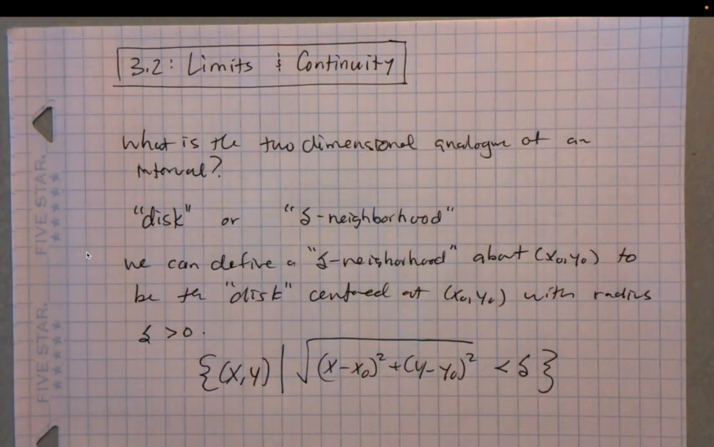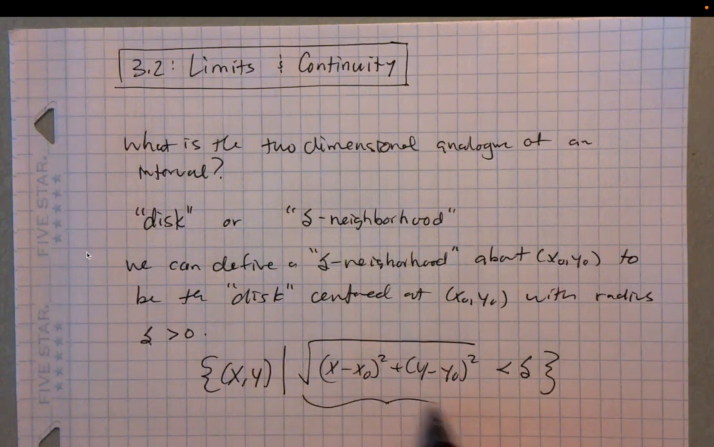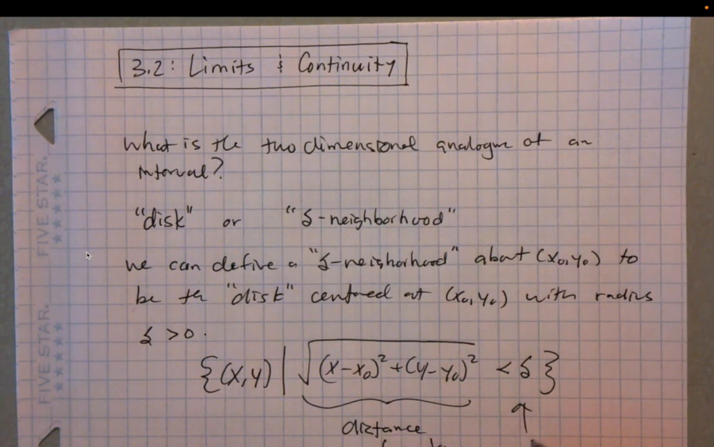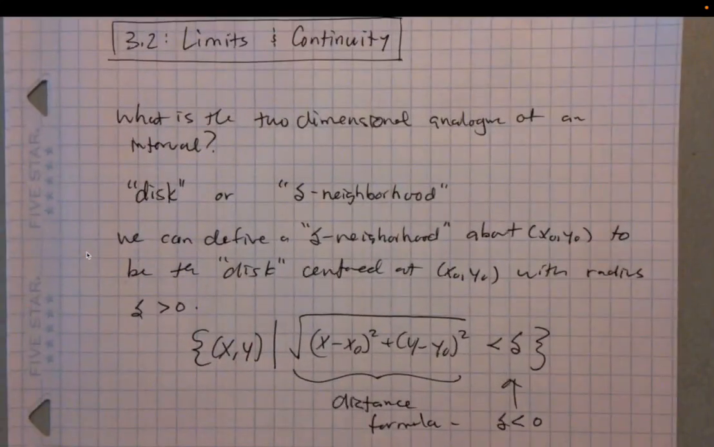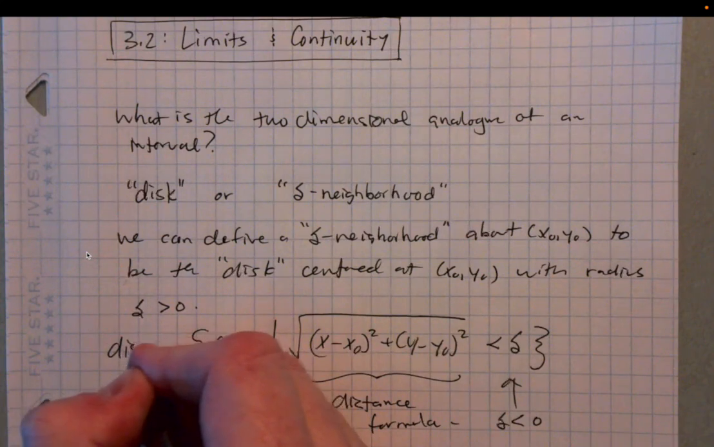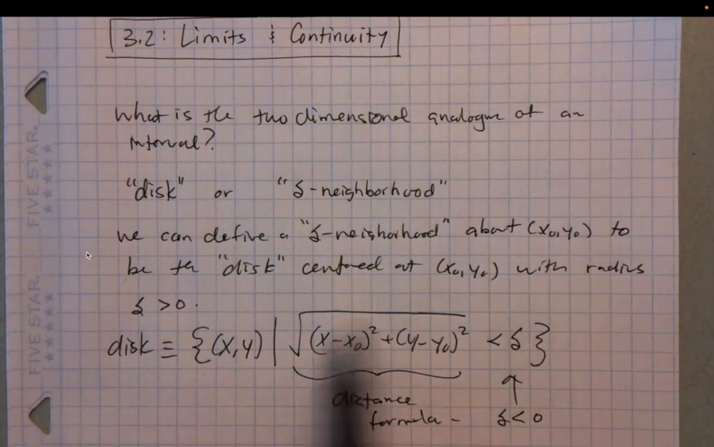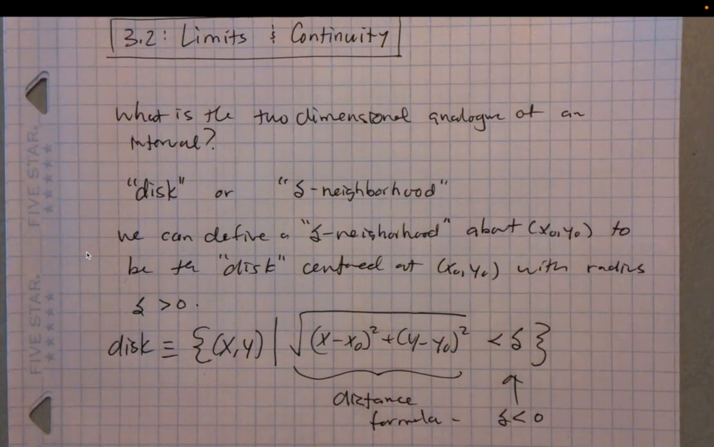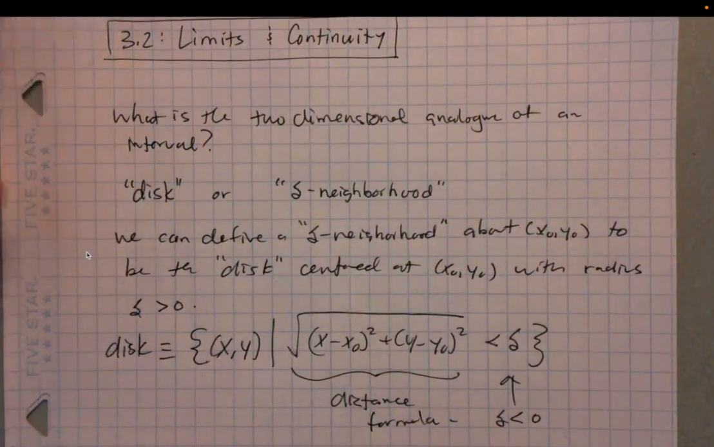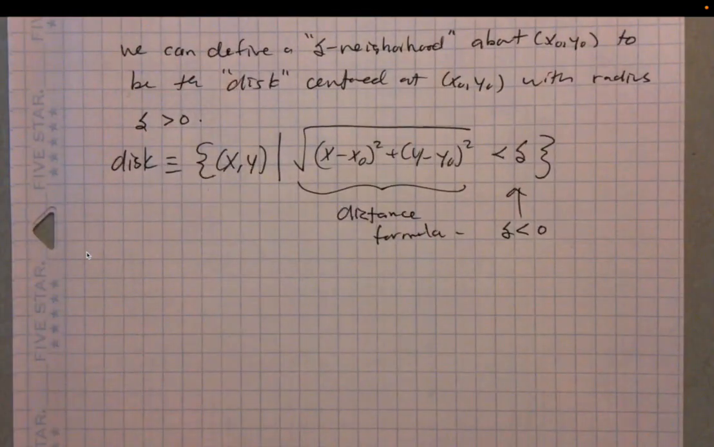Now what does this mean? Well, this is the distance formula. Obviously delta is greater than 0. The disk is going to be all points x, y such that the distance from x, y to x0, y0 is less than delta. And so this is what we mean by a delta neighborhood about a particular point x0, y0.